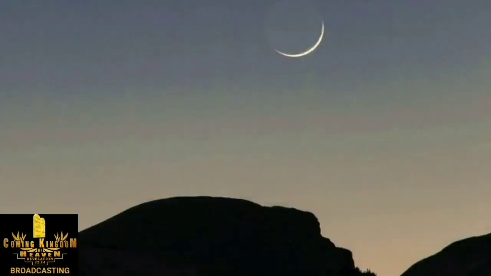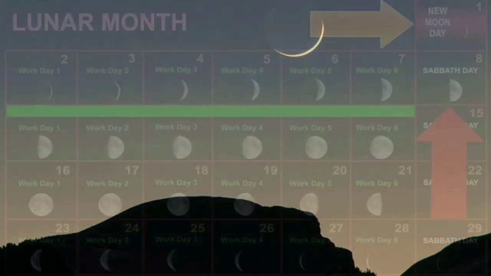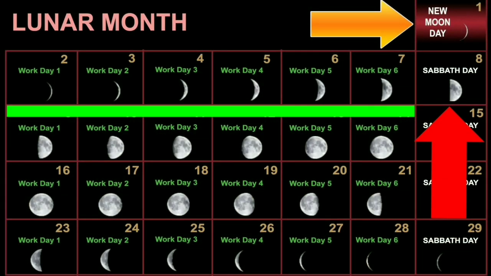If the moon comes out in the evening of the new moon, then that means that 7 days from that day will be the next Sabbath. The new moon begins the month. So let's say today is Monday and today is a new moon day. That means that 7 days from today will be the first Sabbath of the month.